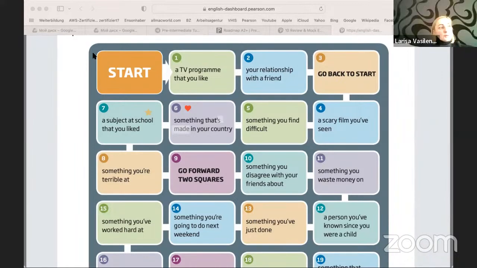What is made in our country, I don't even know. Something that is produced in our country. There are many products which are made in our country.